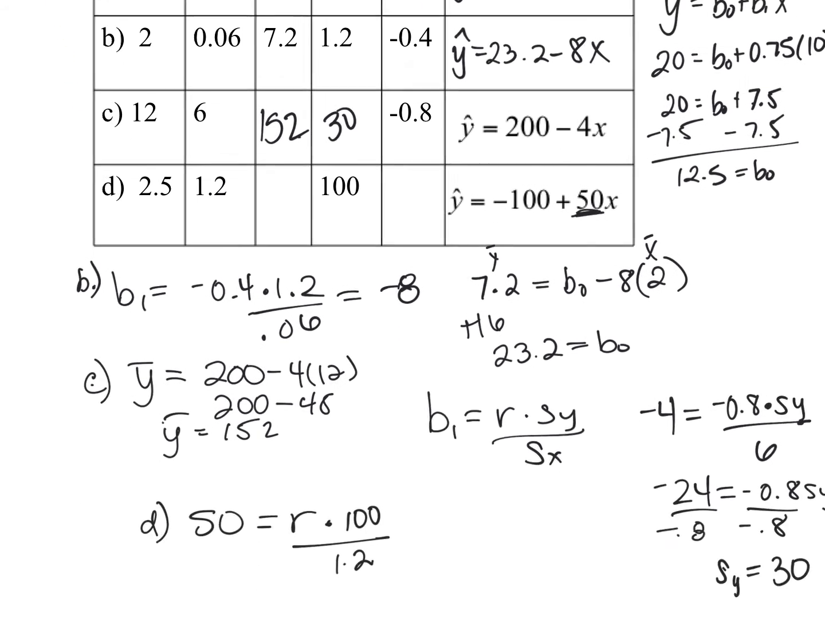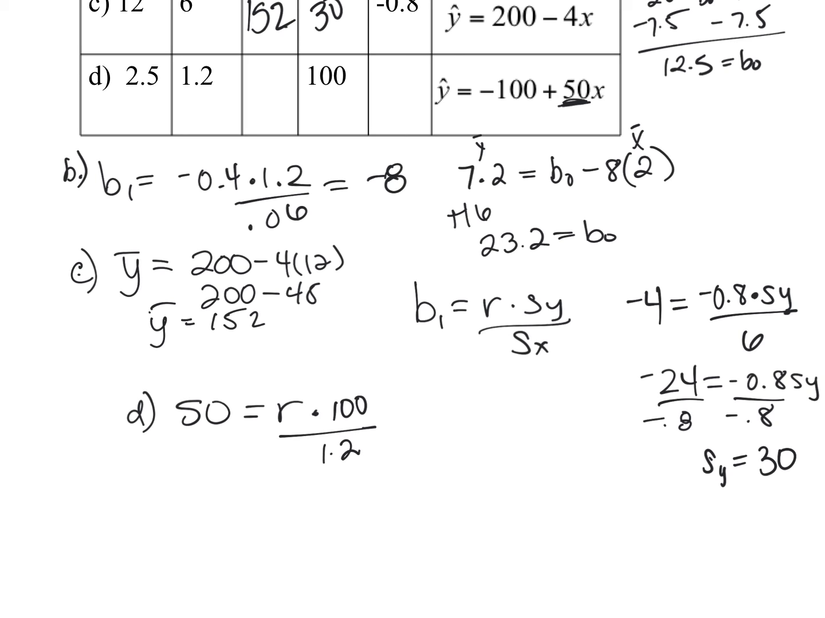So 50 times 1.2, 60 equals r times 100, divided by 100, r equals 0.6. What do you do if you're solving for r and you get a number bigger than 1? No solution? No. Check your work, because r can't be greater than 1. So if you're solving for it in a situation like this and you get r is 1.3, you did something wrong. Okay? You probably put your x on top instead of your y.